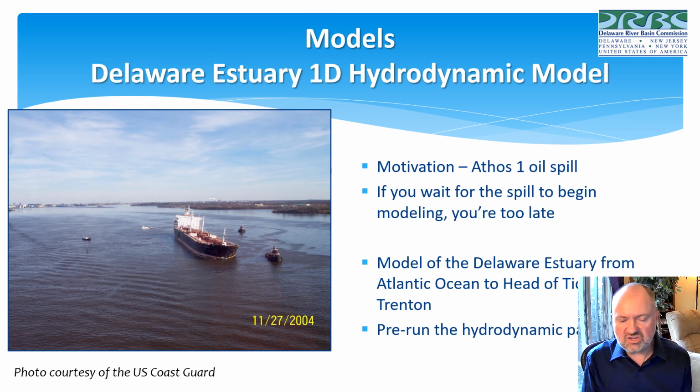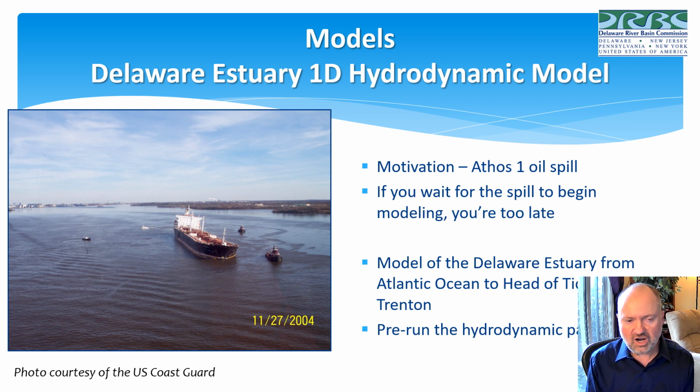Back in 2004, there was a major oil spill in the Delaware Estuary, not the first or the last, but certainly a big one. In that spill, the Athos 1 ship collided with some items on the bottom and spilled a significant quantity of oil. At the time that spill occurred, we had a hydrodynamic model and a water quality model. But the painful lesson that we learned is that if you wait for the spill to occur before you start to model, you're too late. It's just not possible to do all of the work that needs to be done in a meaningful time frame to get the model up and running.